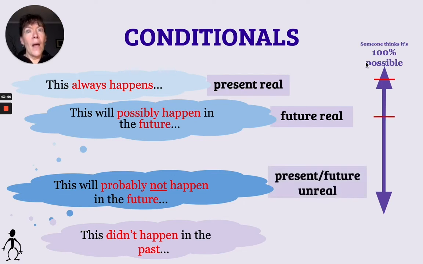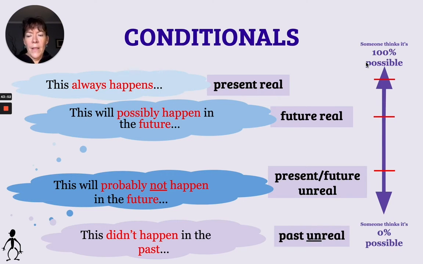This will probably not happen in the future. If I won the lottery, am I going to win the lottery? No. So less possible. And finally, something that is impossible. This didn't happen in the past. It's unreal past. If I hadn't done my homework, I wouldn't have passed. Those are the conditionals.